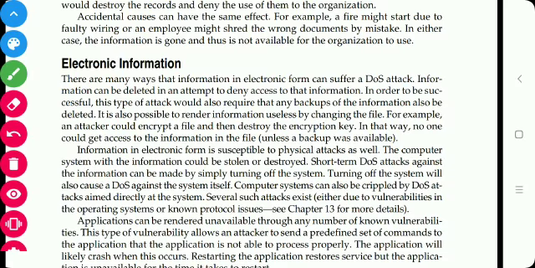So the DOS attacks can be done on the information on paper, as well as on the electronic information also.